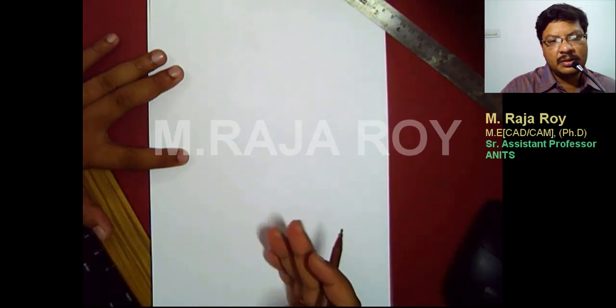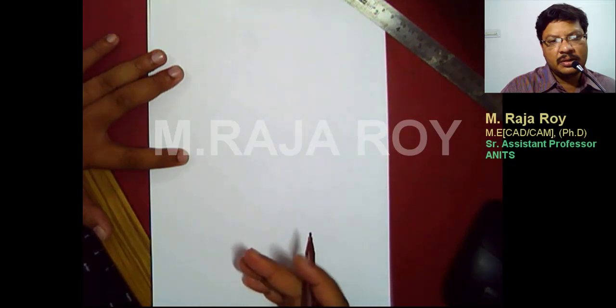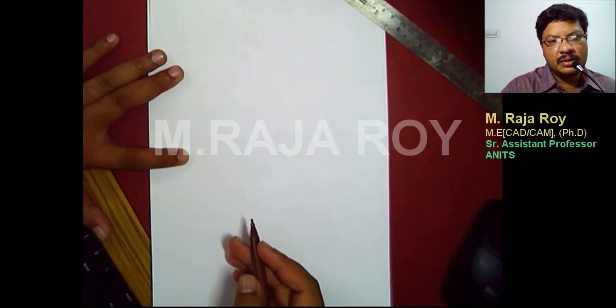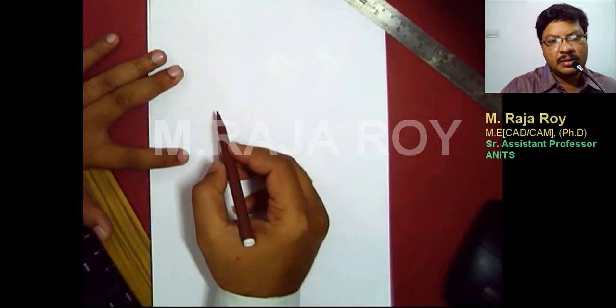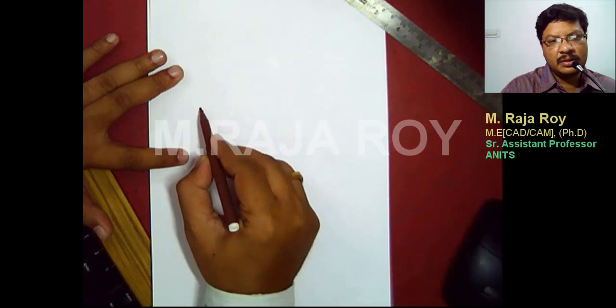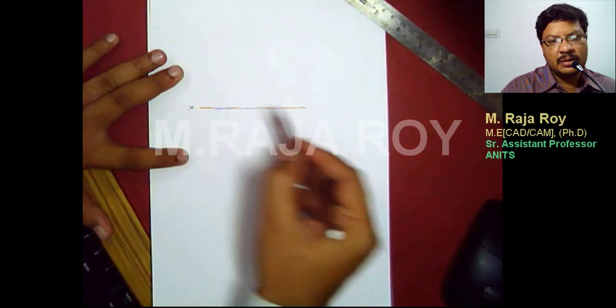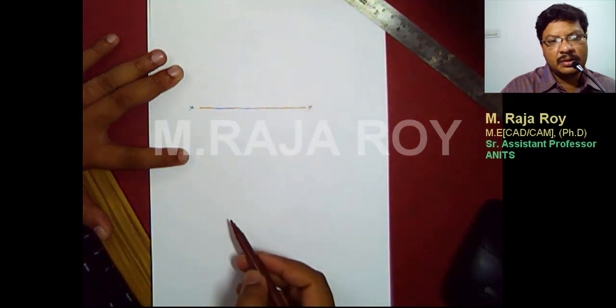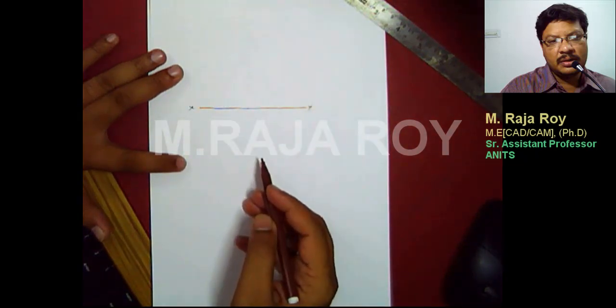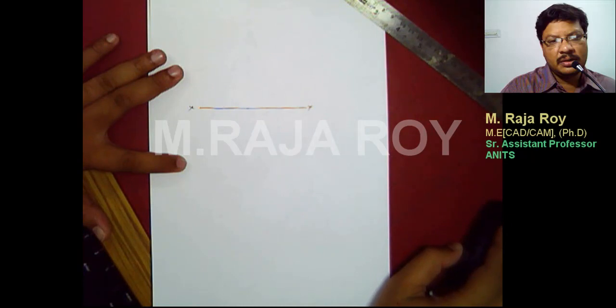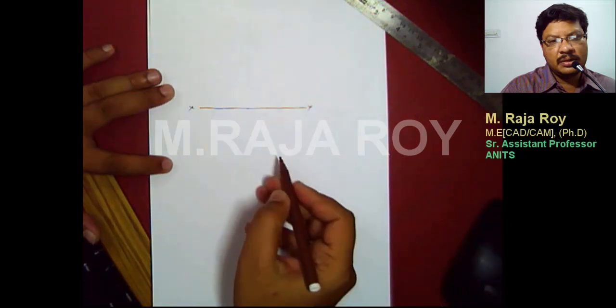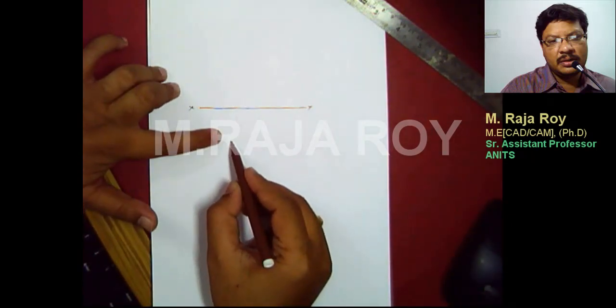The next step will be representation of the section plane. First complete the projections of the solid's part. To complete this, you take an XY line somewhere here. Somewhere here I am drawing the XY line. This is XY. Then I will draw the top view of the solid somewhere here.